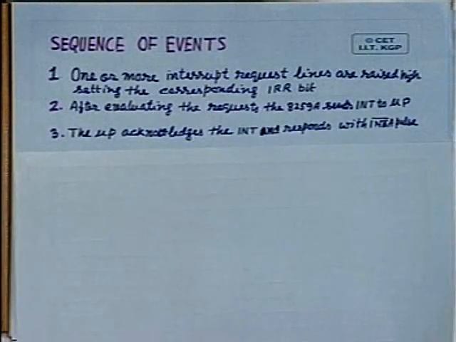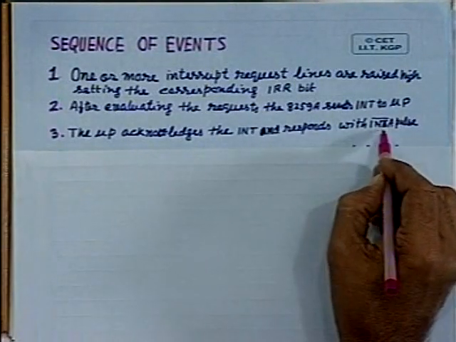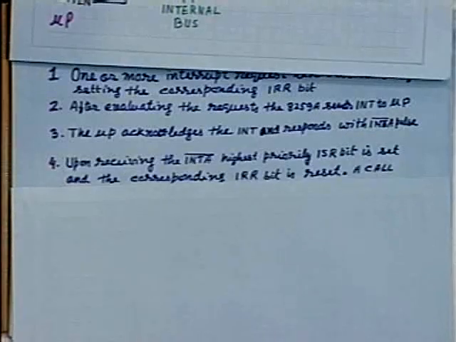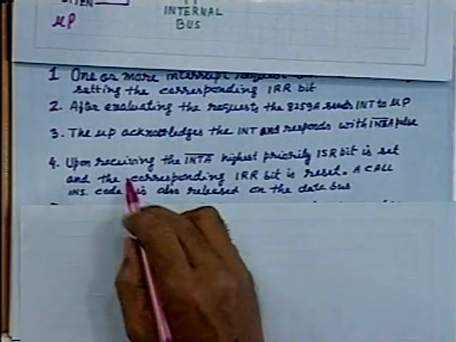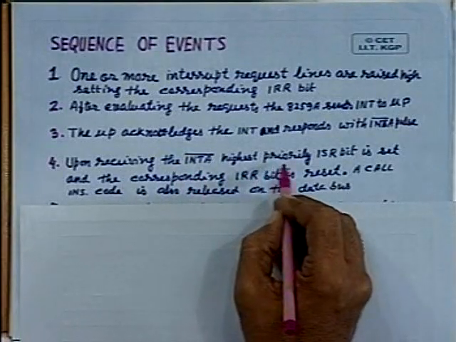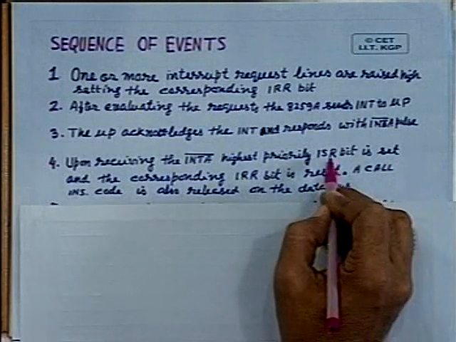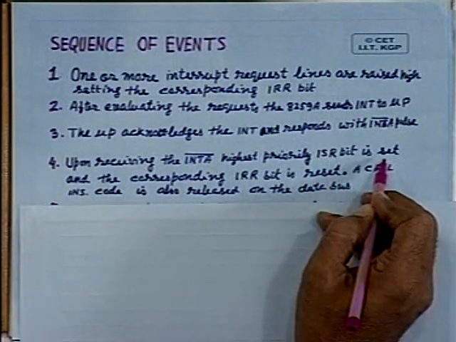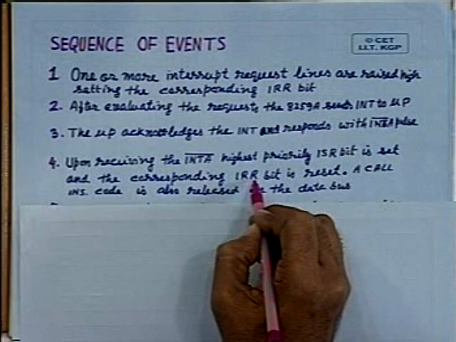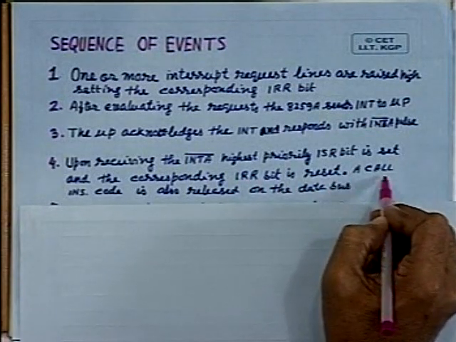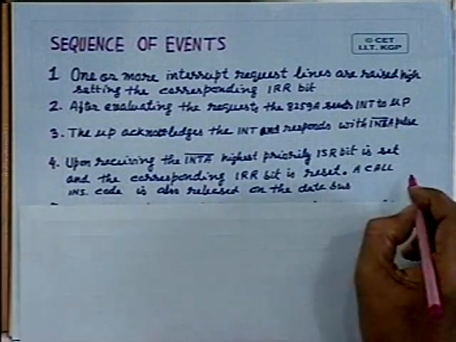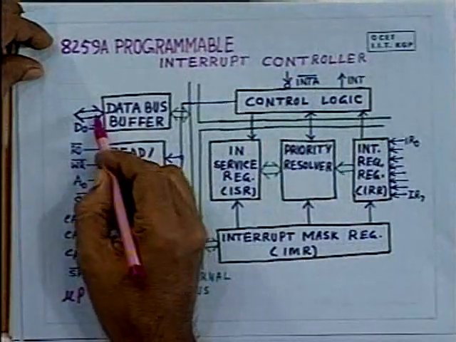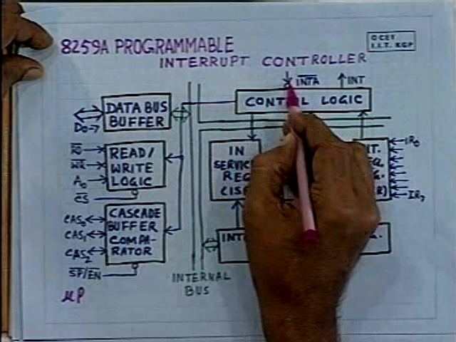And in response to this, the microprocessor acknowledges the interrupt and responds with an INTA pulse, interrupt acknowledge pulse. And whenever this comes, after receiving this INTA, the highest priority ISR bit is set. That means a particular interrupt request is accepted and the corresponding in-service register bit is set and the corresponding interrupt request register bit is reset. And the call instruction code, as you know, is CD. The CD is generated on the data bus in response to that interrupt acknowledge signal.